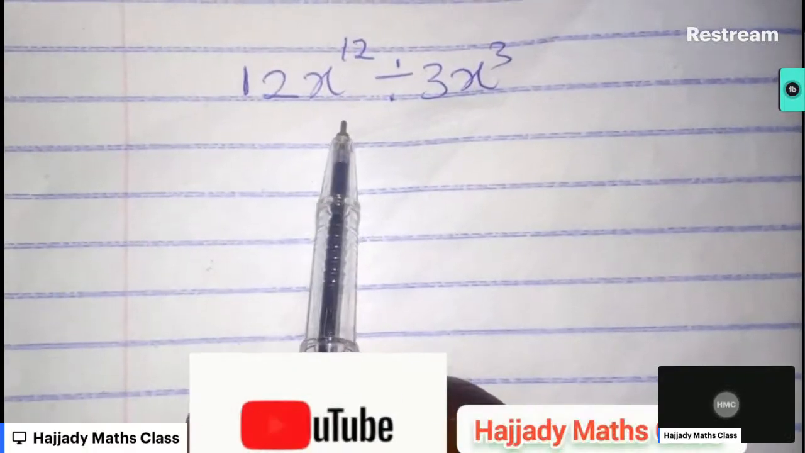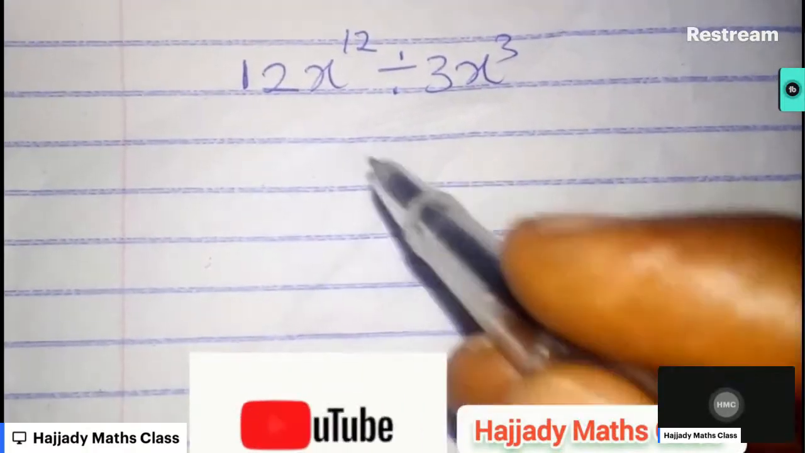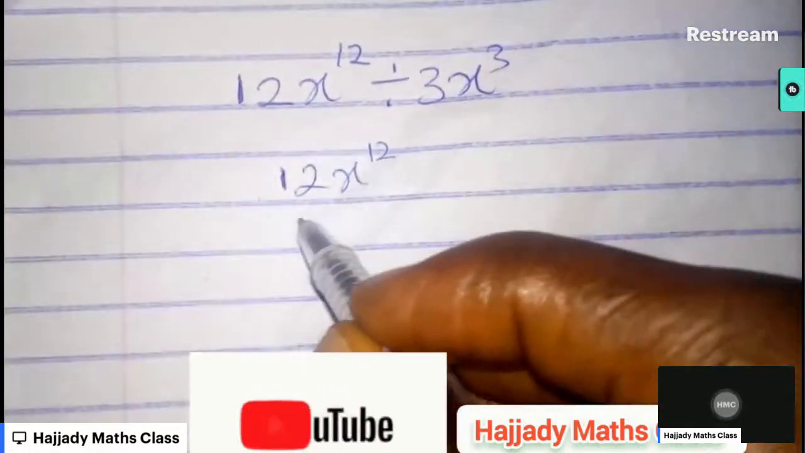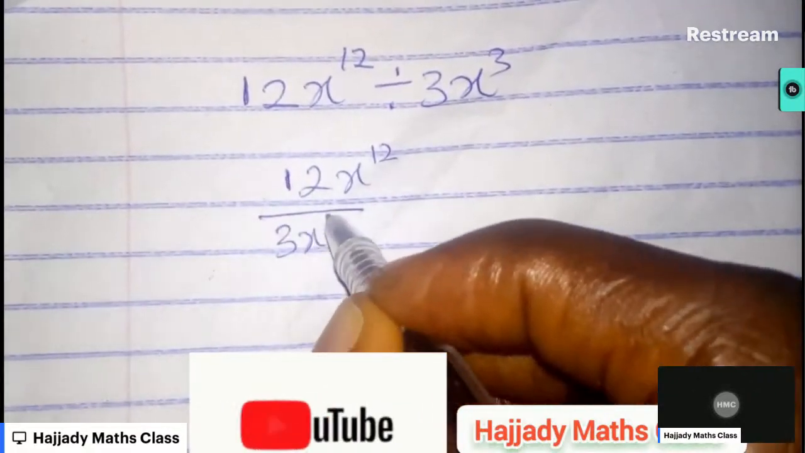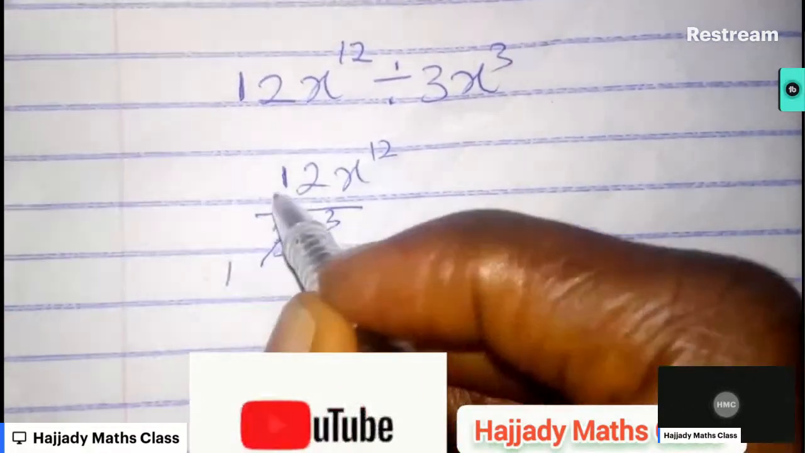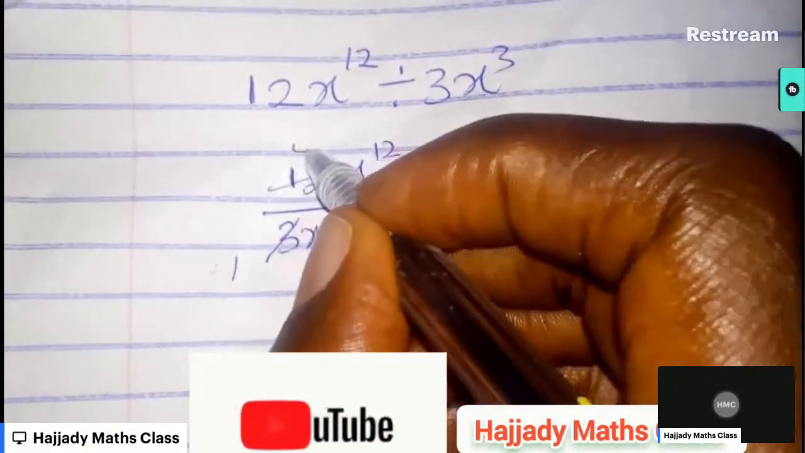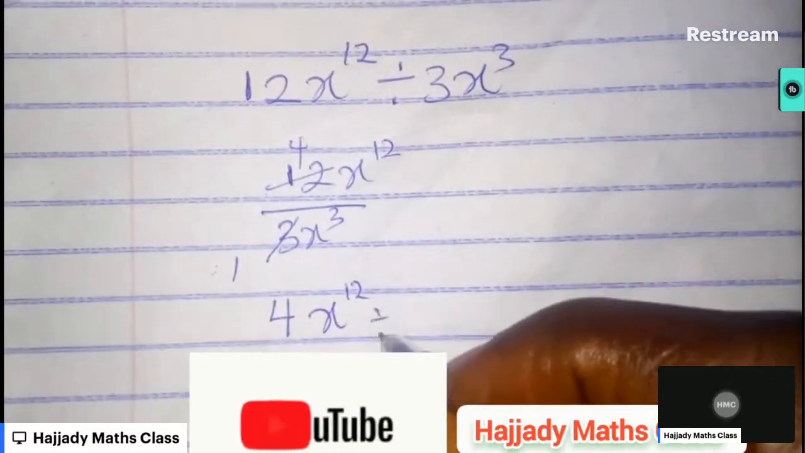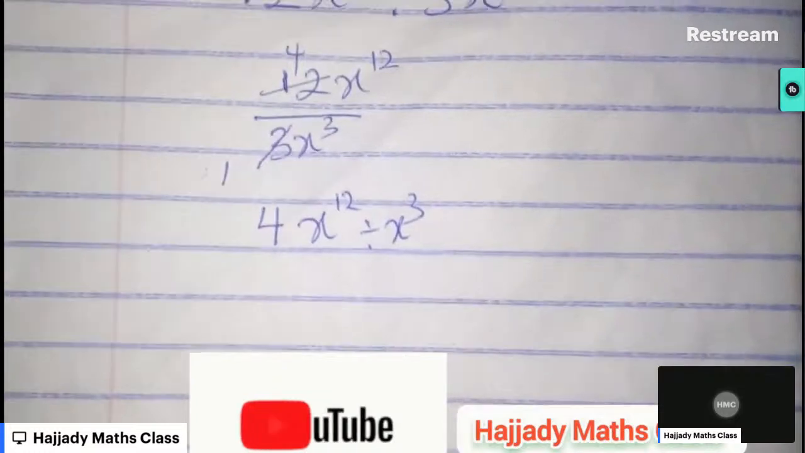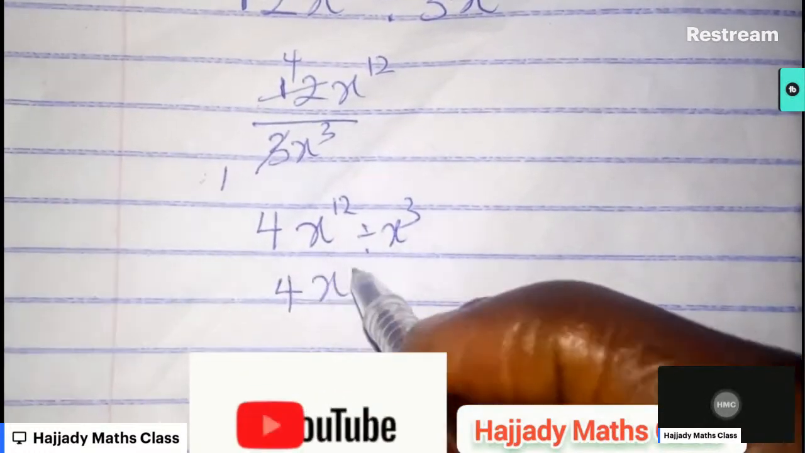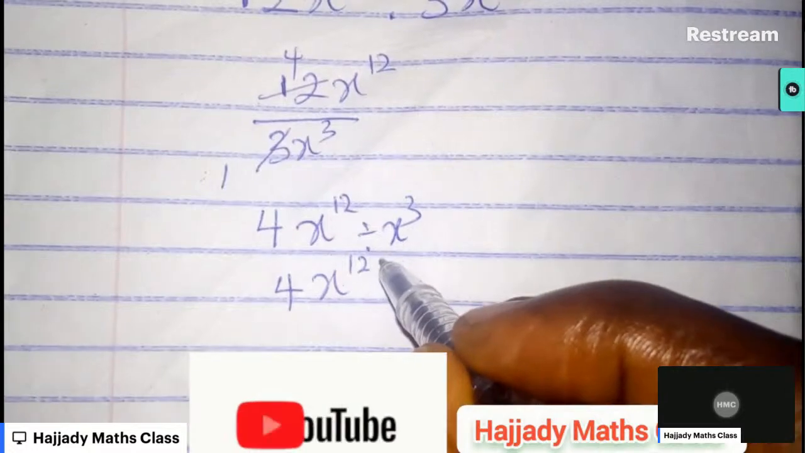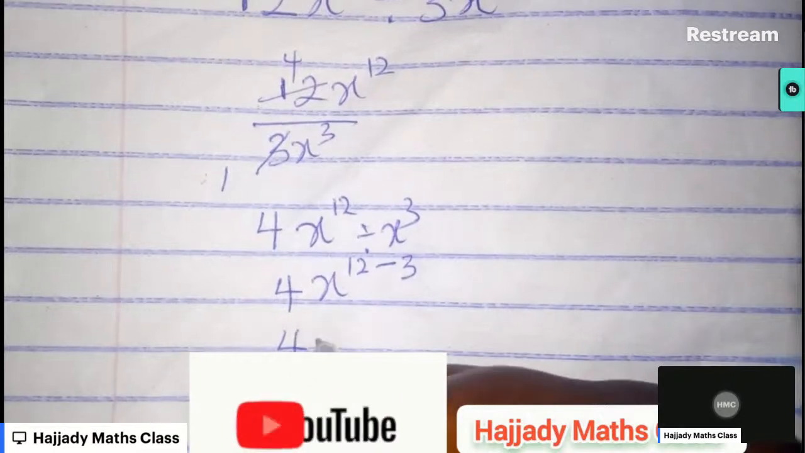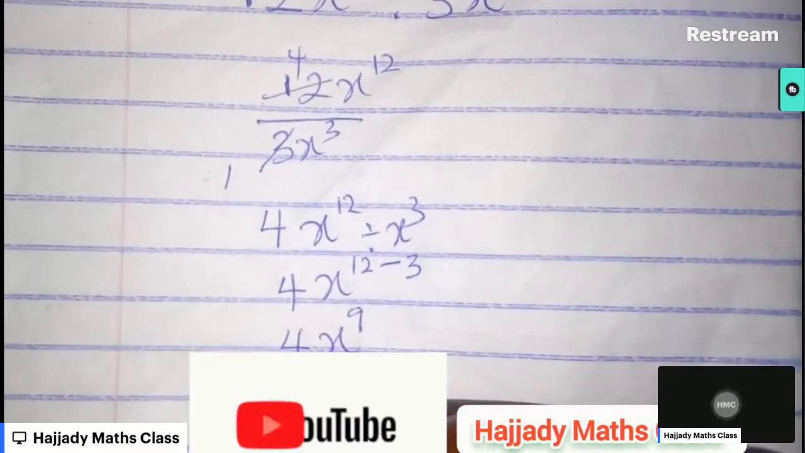I'll be solving this question on indices. So here it can be written as 12x raised to power 12 divided by 3x raised to power 3. 3 in 3 is 1. 3 in 12 is 4. Okay, here I'm going to have 4x raised to power 12 divided by s raised to power 3. And this can be written as 4s raised to power 12, the division sign from indices is going to turn to negative of 3. Okay, so here I have 4s raised to power 9. This is my answer.